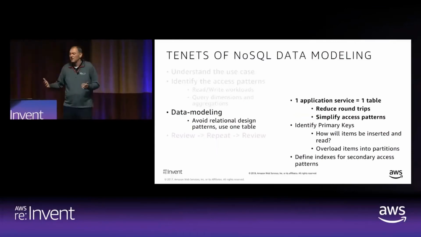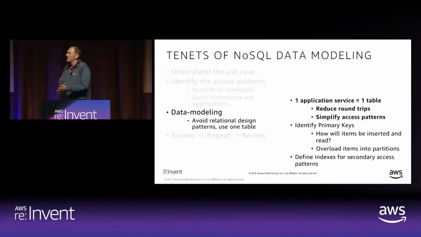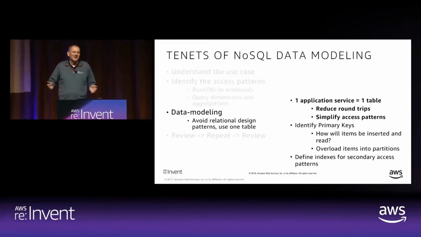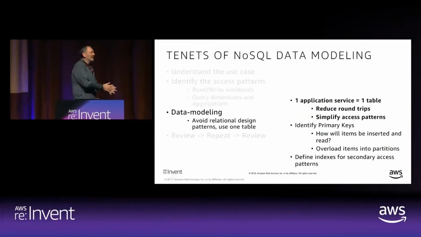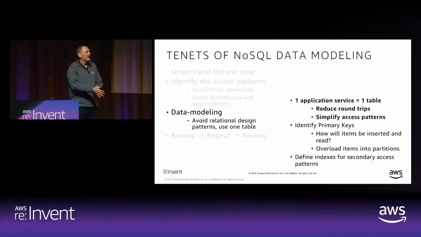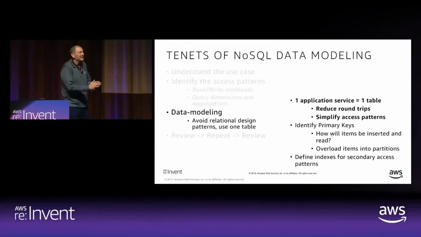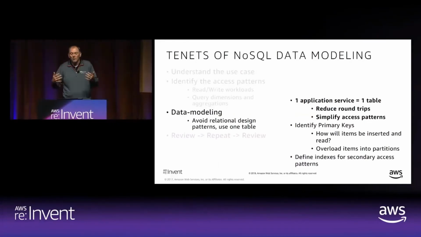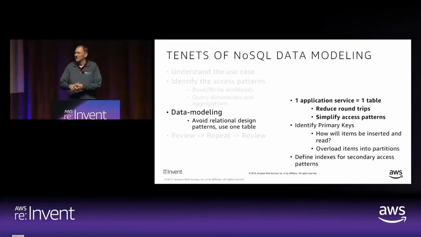So then the next thing we're going to do is actually model the data. And this is where we get into the common mistake everybody makes when they work with NoSQL applications. They start building multiple tables and they start building relational design models. It's about one application service requiring one table, right? And we're going to get into that when we talk about the data modeling in a minute. We'll show you some pretty complex services that have been modeled down to a single table.